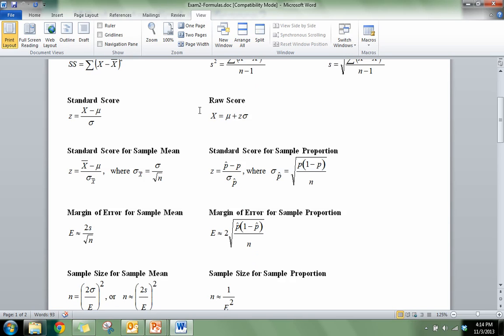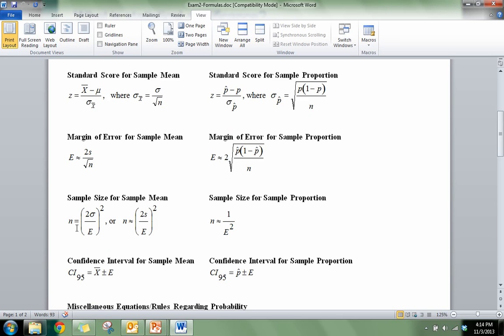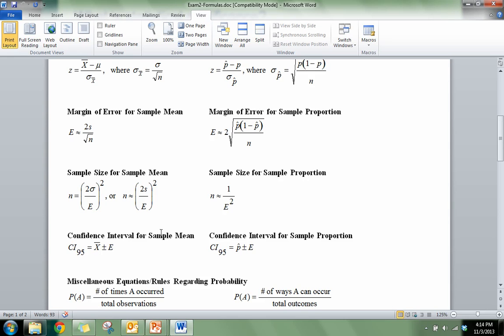We have formulas that will take a z-score and transform it back into a raw score. We have z-scores for when we're dealing with sample means and sample proportions. We can compute a margin of error for sample means or sample proportions. We can compute the sample size when we're dealing with sample means or sample proportions. We can compute confidence intervals with sample means and sample proportions.